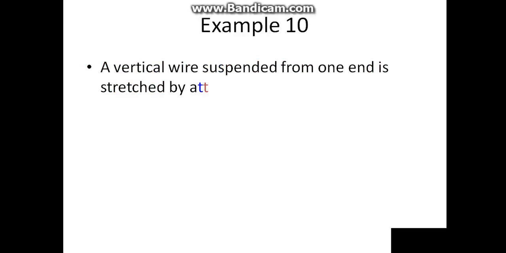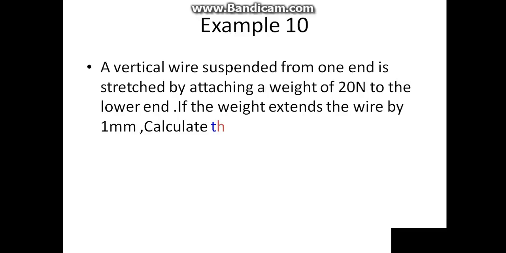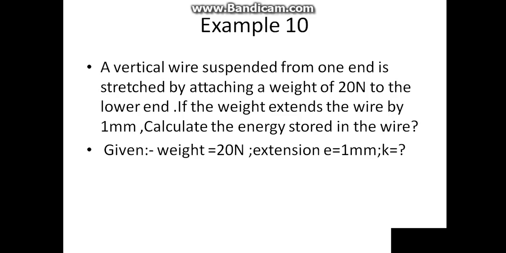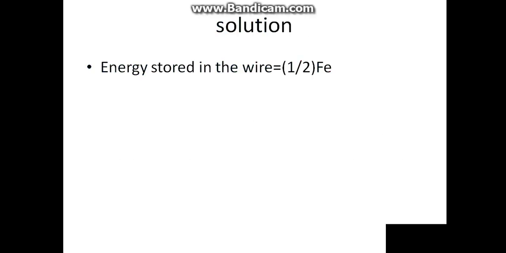Example 10. A vertical wire suspended from one end is stretched by attaching a weight of 20 Newton to the lower end. If the weight extends the wire by 1 millimeter, calculate the energy stored in the wire. Given weight equals 20 Newton, extension e equals 1 millimeter, K is unknown. Solution. Energy stored in the wire is equal to half Fe, which is half times 20 times 1 times 10 raised to the power minus 3, which is equal to 0.01 joules.